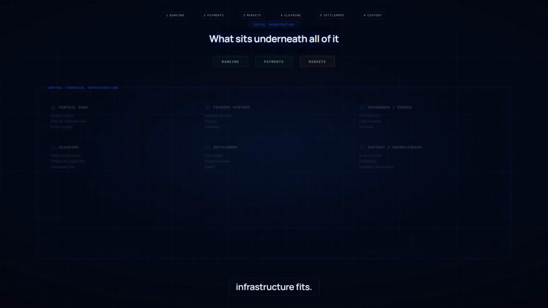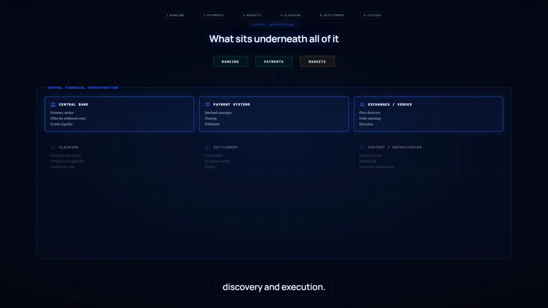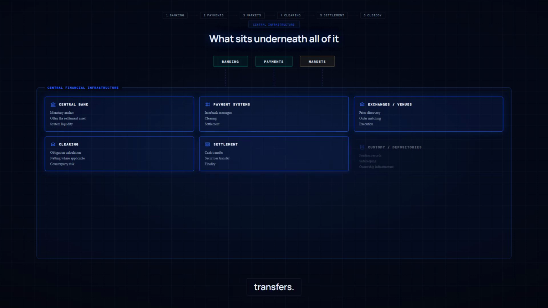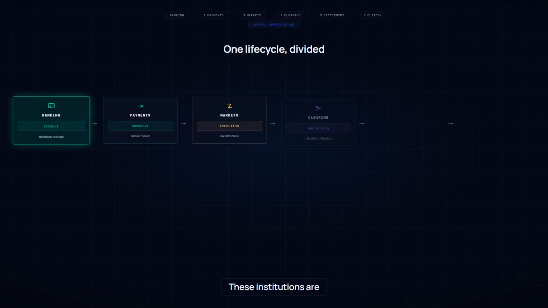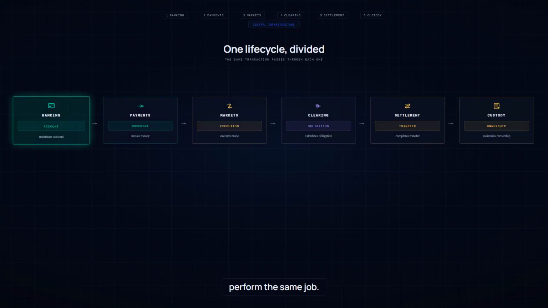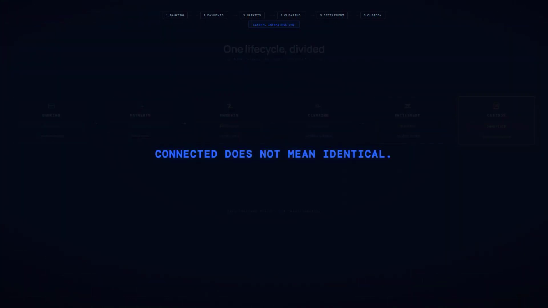This is also where central infrastructure fits. A central bank anchors the monetary system and often provides the settlement asset used between banks. Payment systems coordinate interbank money movement. Exchanges provide price discovery and execution. Clearinghouses calculate obligations and manage counterparty risk. Settlement systems complete transfers. Custodians and securities depositories maintain ownership records. These institutions are connected, but they do not perform the same job. They divide one financial lifecycle into specialized responsibilities.